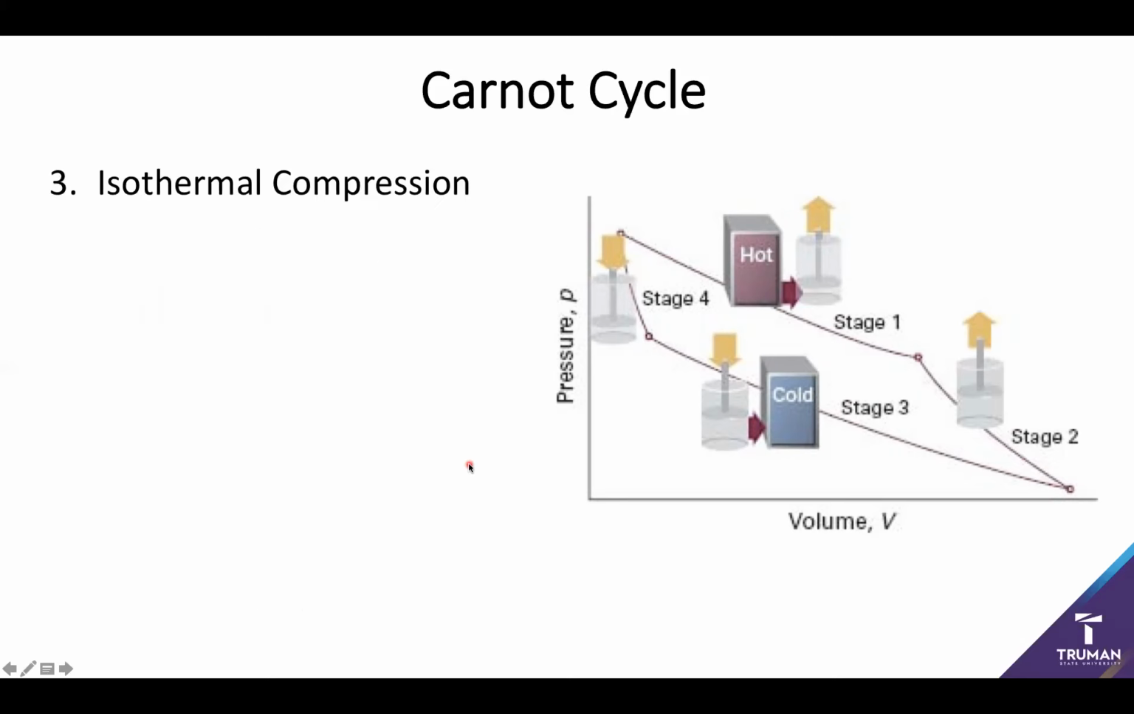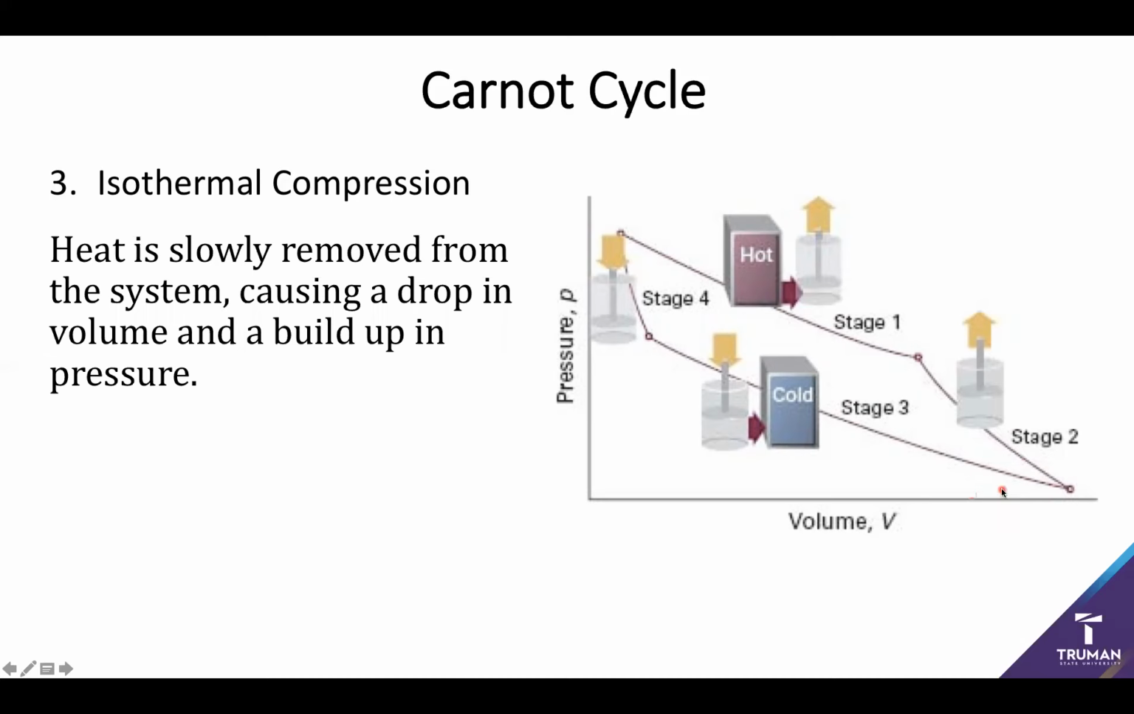Then that brings us to the next step of isothermal compression. So this is kind of the flip side of our first step, where we're now going to be removing heat from our now colder system by putting it in contact with some sort of colder environment. A typical choice here is just the room temperature atmosphere, which is indeed much colder than, say, a hot fire.